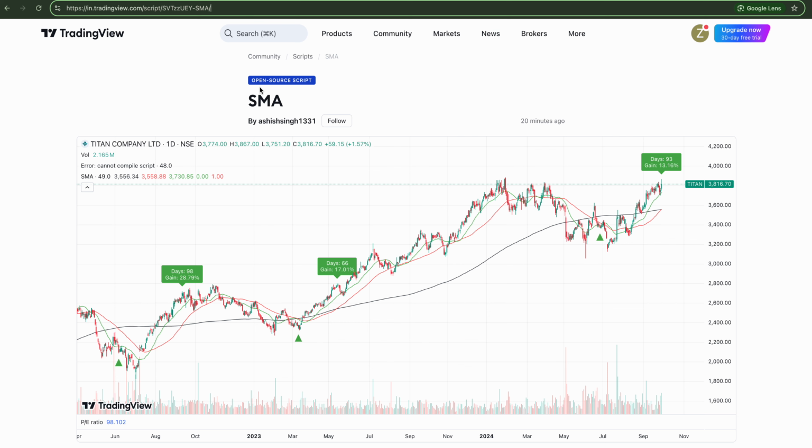So the SMA indicator is also available to use, so I published it on TradingView. Let's see how you can use it. Just go to this URL.